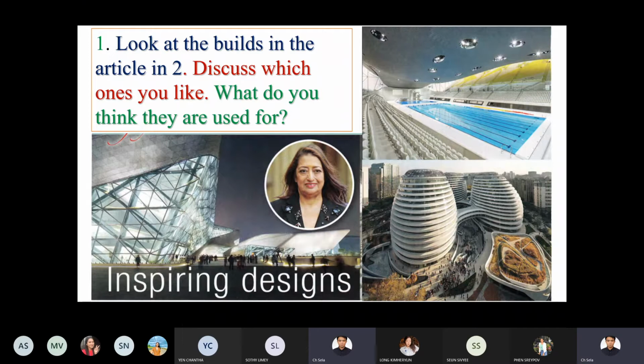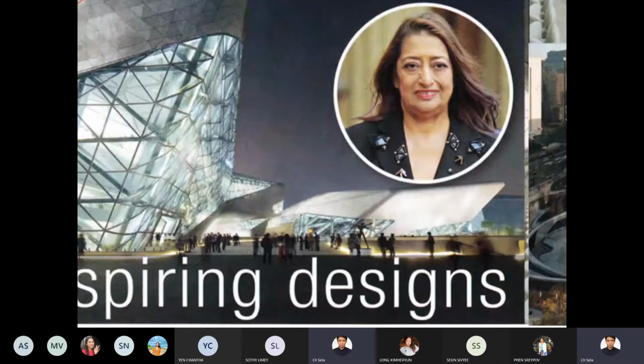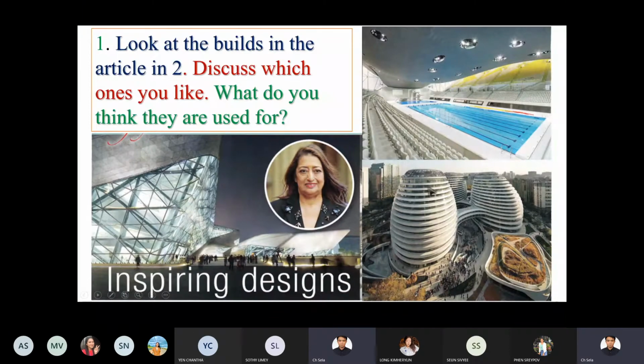Yeah, teacher. We have this picture and this picture. Which building do you like? Which place do you like? And then what do you think they are used for? For example, this building is used for what? It looks like a swimming pool, maybe for sport, right? And this one is used for what? You can answer by yourself. We will check and discuss the answer together, don't worry. But right now I just want you to do it by yourself.